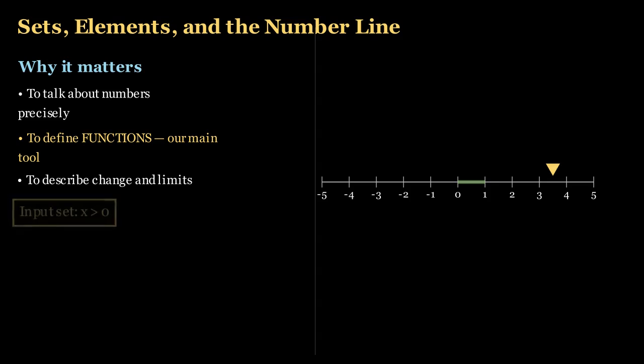The number line gives us a map to point to a specific input, like pointing to a location on a street. Without sets, we couldn't say all positive numbers or the numbers between 0 and 1. Without the number line, we couldn't visualize a number getting closer and closer to another, which is the very heart of a limit. Let's build this idea from the ground up.